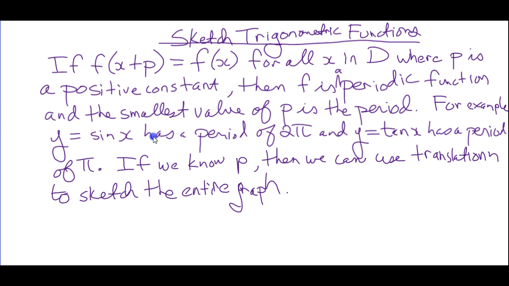So if we know P and we can use translation, we can just sketch a particular period and then use that to translate. Or we may only be asked to sketch it on a particular interval, and perhaps that interval is 0 to 2 pi, and we see it has a period of 2 pi, so if I wanted the whole graph, I can just translate that over.